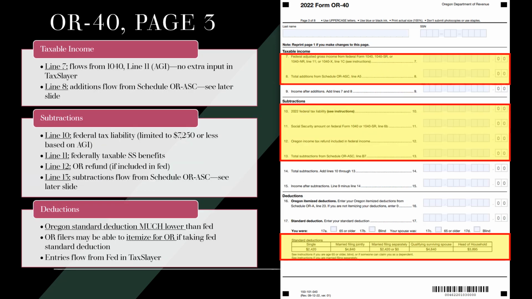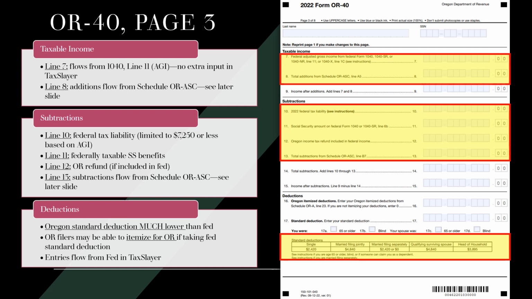On page 3, we begin with the taxable income section of the return. For Oregon full-year residents, this begins with the federal adjusted gross income. Here again, TaxSlayer automatically pulls this in from the federal inputs. The next line, line 8, is for additions that flow from Schedule OR-ASC, and that's ASC for additions, subtractions, and credits. Some sources of income that are not taxable for federal income tax are taxable to Oregon, but more on that in the coming slides.